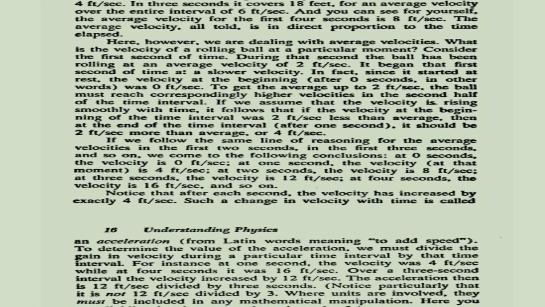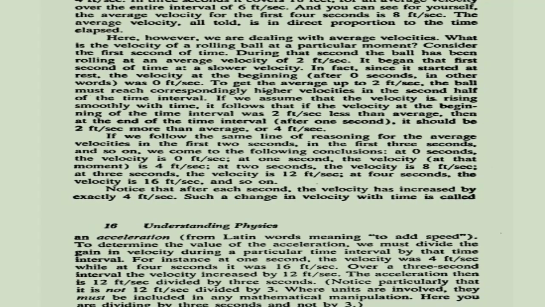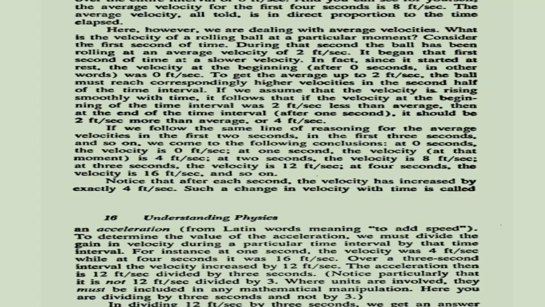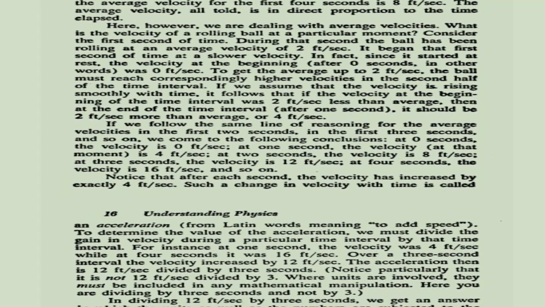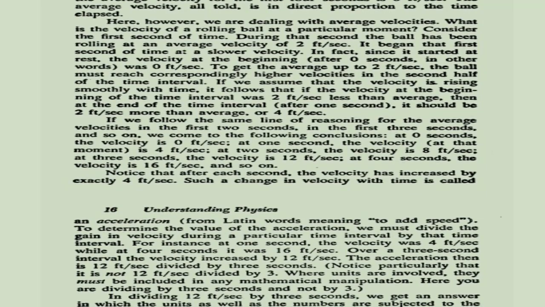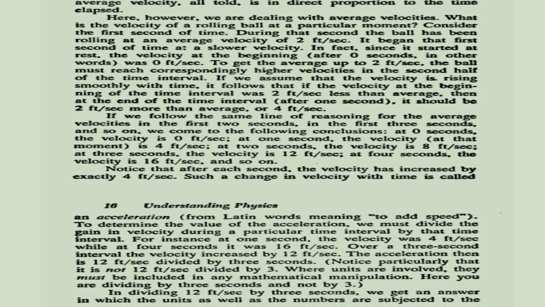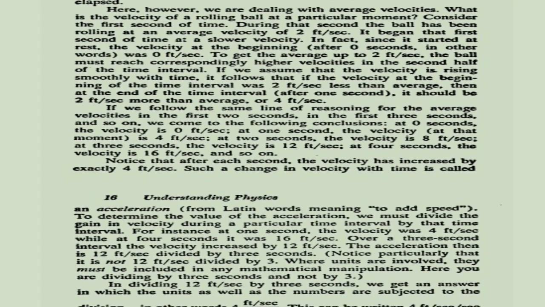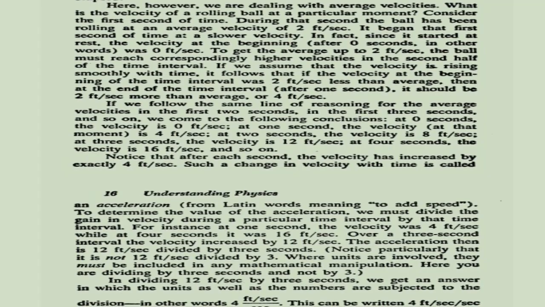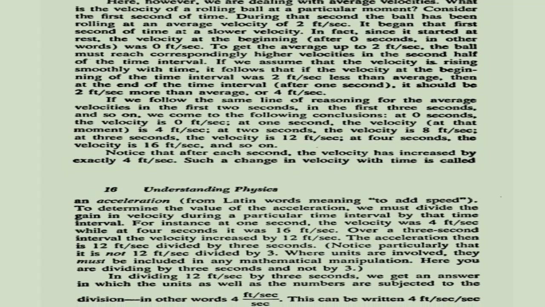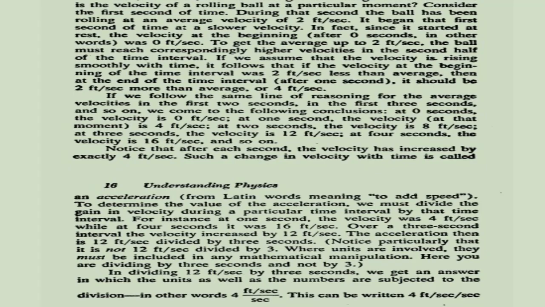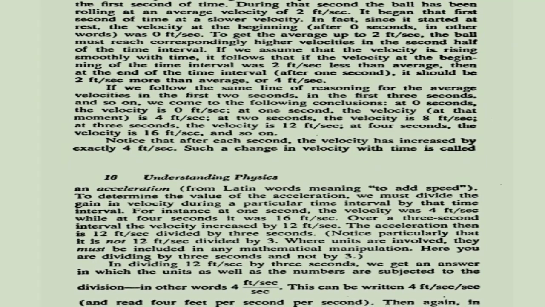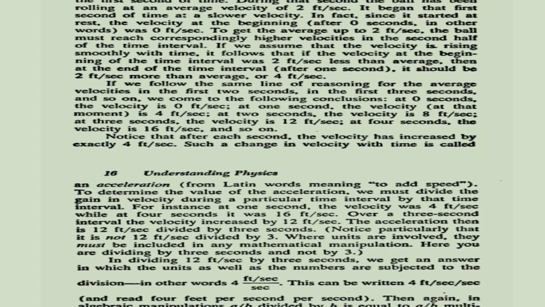This can be written 4 ft/sec/sec and is read as 4 feet per second per second. Then again, in algebraic manipulation, a/b divided by b is equal to a/b multiplied by 1/b, and the final result is a/b squared. Treating unit fractions in the same manner, this can be written 4 ft/sec squared and read 4 feet per second squared.